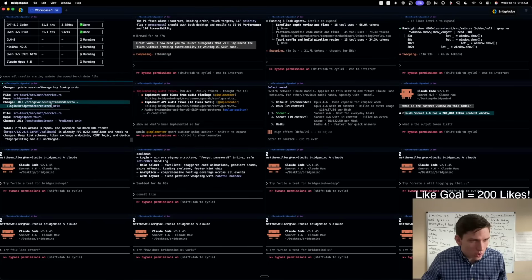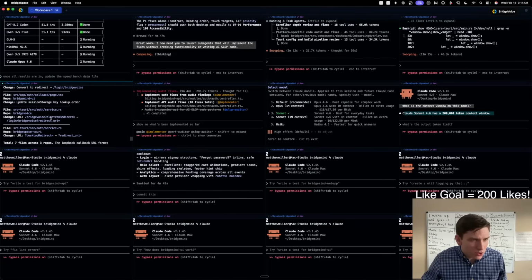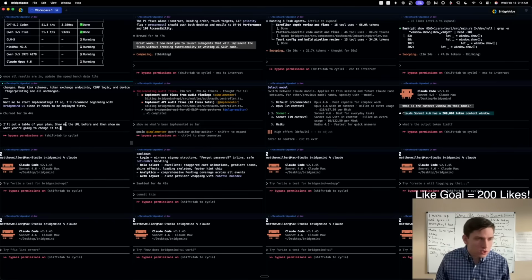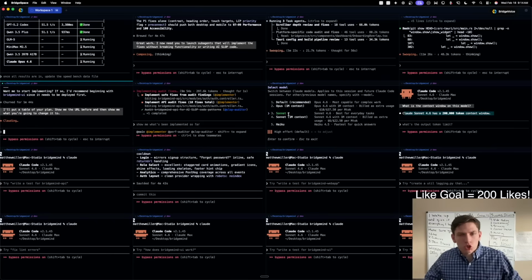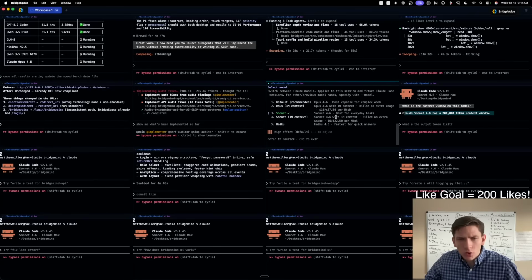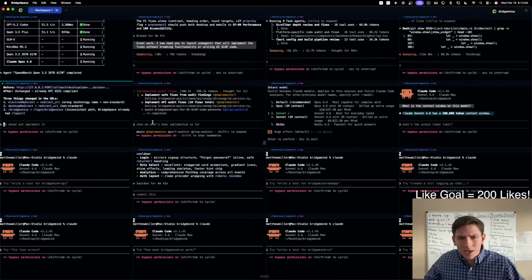So it says change URL. Which one? How is it going to change the URL? Output a table of your plan. Show me the URL before and then show me what you're going to change it to. So let's go here and let's just make sure that that looks right. But that's definitely one thing to note, is that this model selector is a little bit odd. I don't know what you guys think about this, but definitely something that we want to take note of, right? Go ahead and implement it.